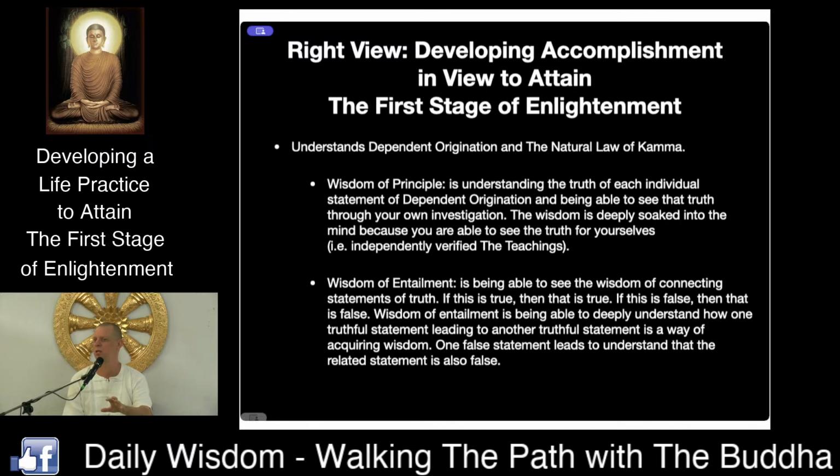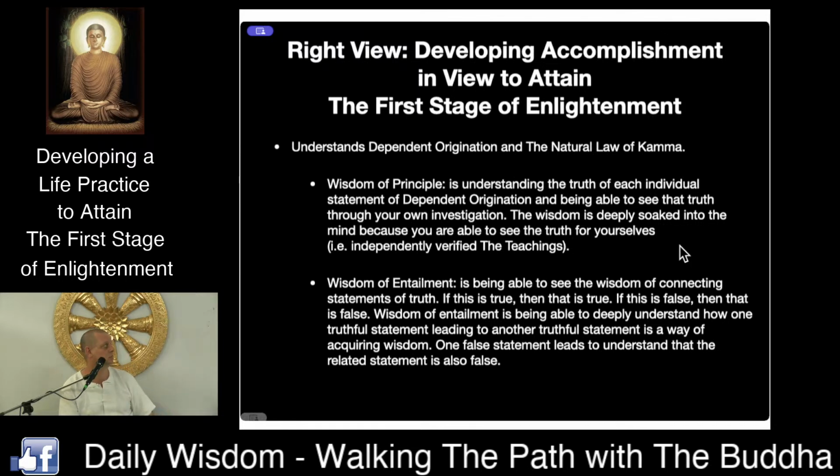So if you're watching some political thing or any number of things, you can see through the wisdom of entailment and wisdom of principle, if you understand the cause and effect in terms of dependent origination and the natural law of karma, you can see everything in the world around you is happening due to cause and effect, action and result. So this is how you develop accomplishment in view, that your view will now be that there's no such thing as good luck and bad luck. There's no such thing as destiny and fate, because you will be able to see this cause and effect very clearly. And it comes from you having developed wisdom of principle and wisdom of entailment and being able to see these connections.